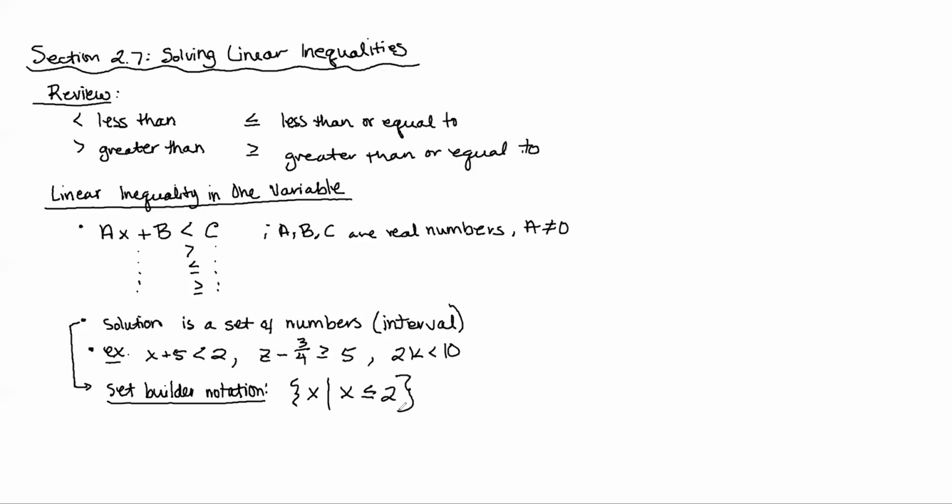And so this is called set builder notation. Remember, sets use curly brackets, but it's different because we don't just have a list of numbers, because it would take way too long to list out all of the numbers less than or equal to 2, because this can be any fraction or decimal. And so what this says is the following. This is how we read this. This is the set of all x such that x is less than or equal to 2.